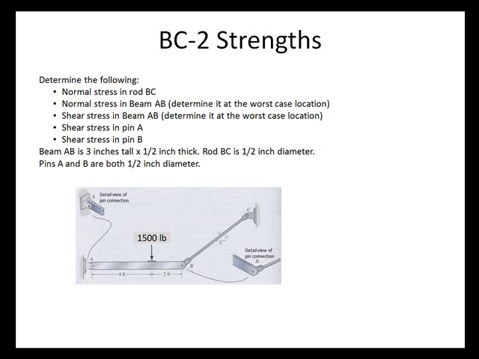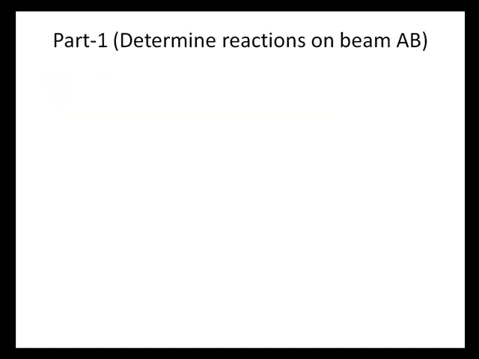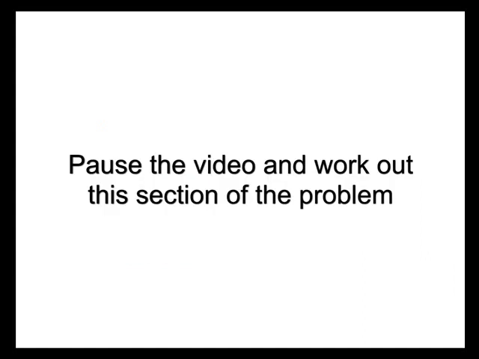Beam AB is 3 inches tall by ½ inch thick. Rod BC is a ½ inch diameter, and pins A and B are both ½ inch diameter. Let's take this one step at a time. Part 1, determine the reactions on beam AB. That's always a good first step. Let's find the reactions, all the external forces.